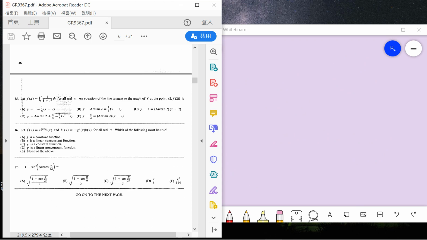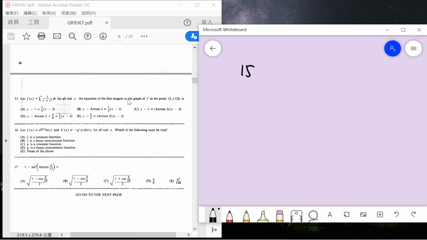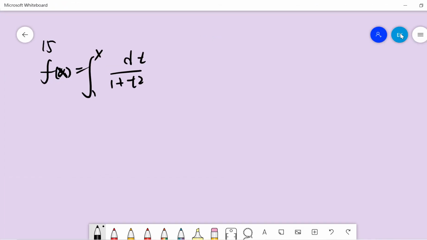Okay, 15. He gives you a function in integral form for real x, and asks for the equation of the line tangent to the graph at 2 and f of 2. What is the tangent line? So basically, this integral can be solved. So let me show how to solve.